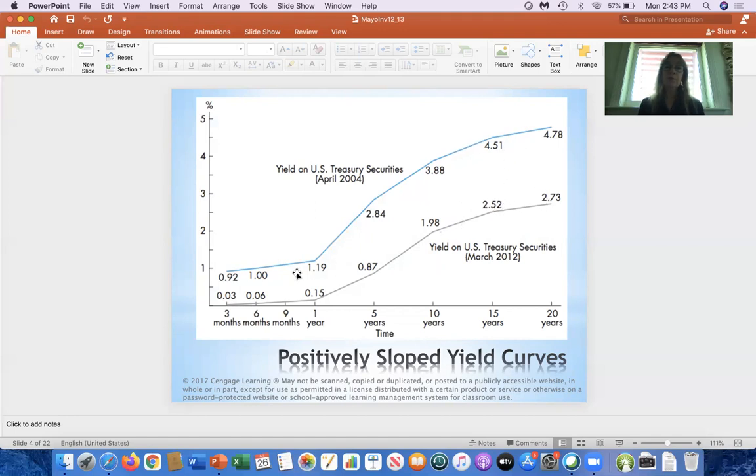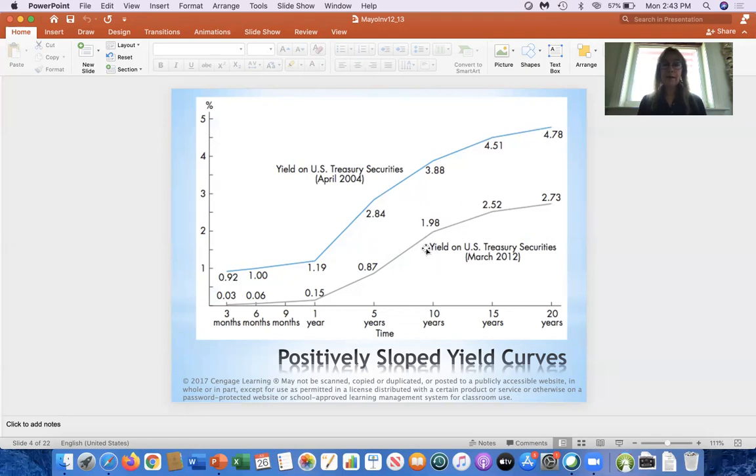So typically, your normal yield curve is upward sloping. It's called a normal yield curve. They're almost always upward sloping because the inflation premium is slightly positive over time, and the maturity risk premium. So you see these upward sloping yield curves.